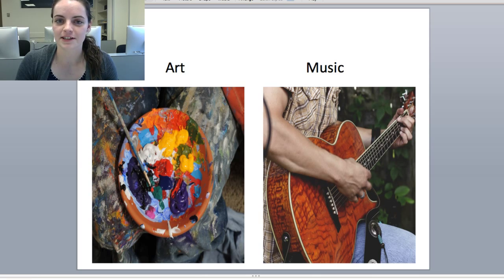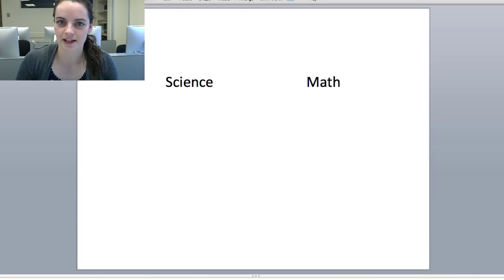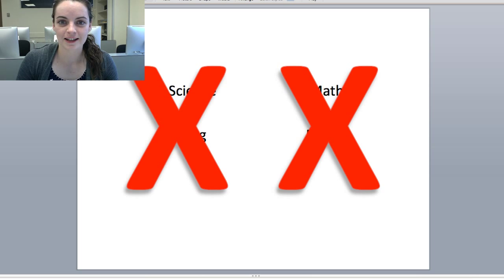So obviously it's easy to think about how to use creativity in art and music. But what about in science and math? Are there any examples you can think of for creativity when you think of science and math? Or do you just think boring? I know sometimes I do, but that's not always the right way to think about science and math. There are definitely ways to be creative in science and math. Have you ever thought about this before?